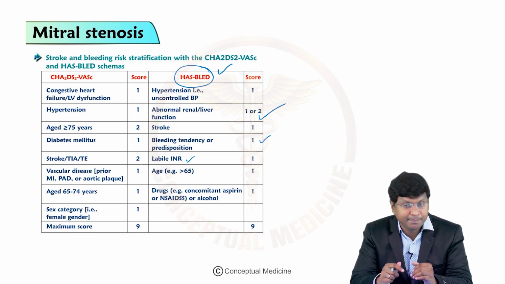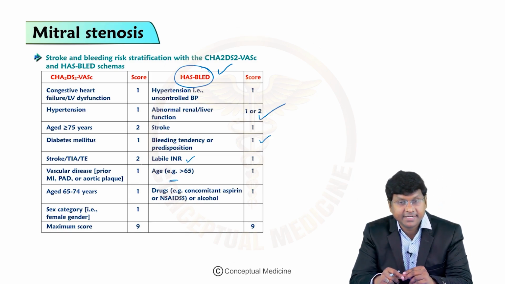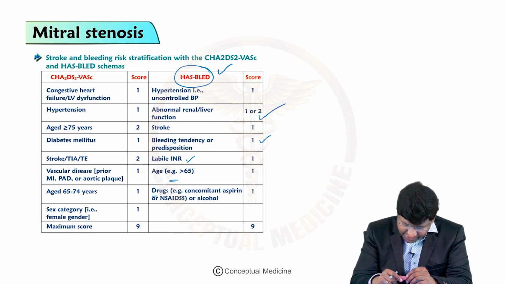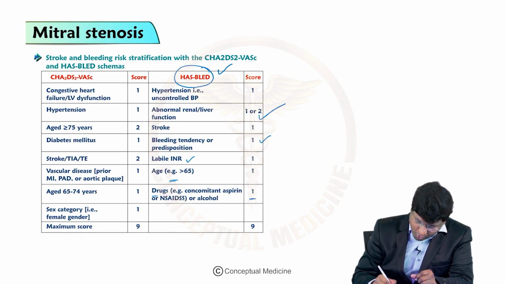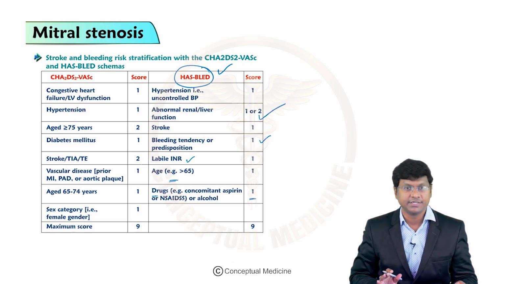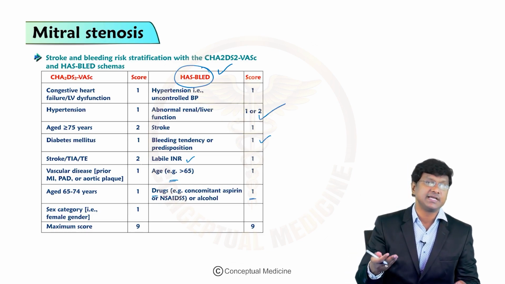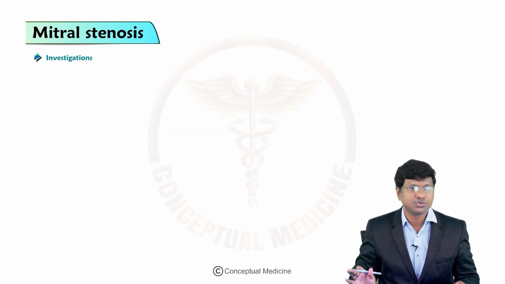Bleeding tendency or predisposition is there, give a score of 1. L stands for labile INR, right? If the INR is labile, give a score of 1. And age of the individual is more than 65 years, then give a score of 1. And drug history. So concomitant aspirin or NSAIDs or alcohol, if it is there, give a score of 1. So how much is the total score? The total score is 9. So the point is that the more the score, the greater the chance of bleeding with the anticoagulants. Okay, so that is about your HAS-BLED score.